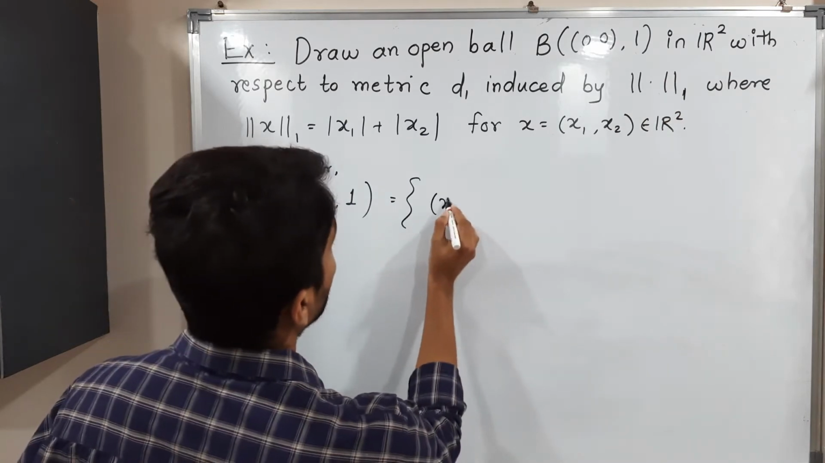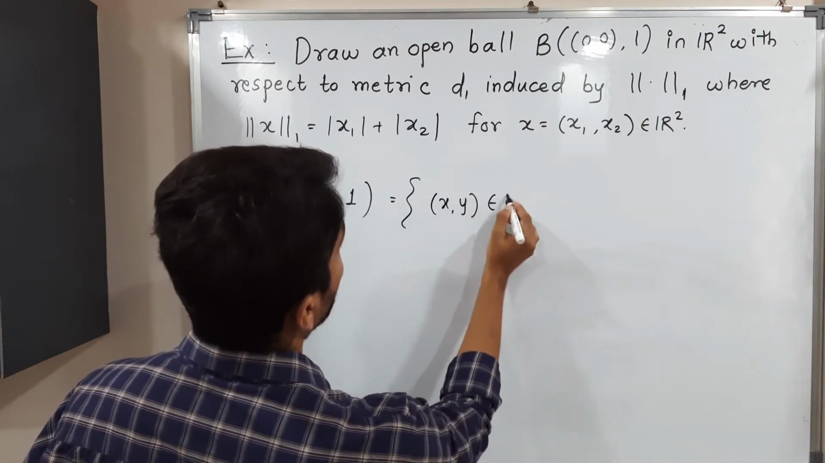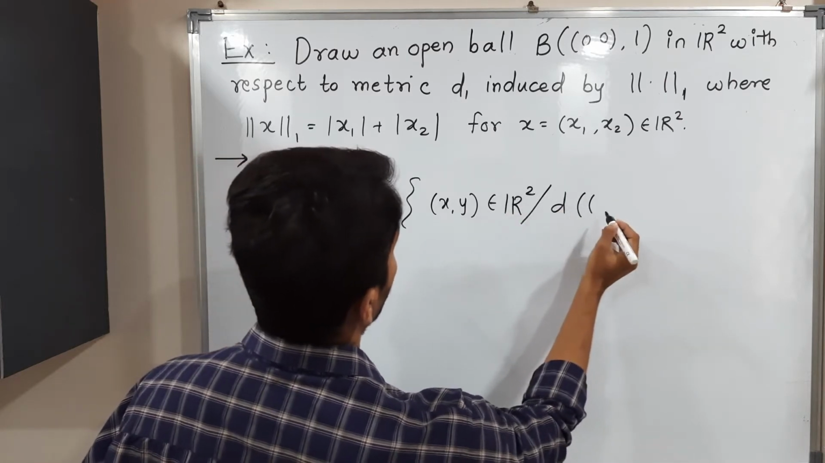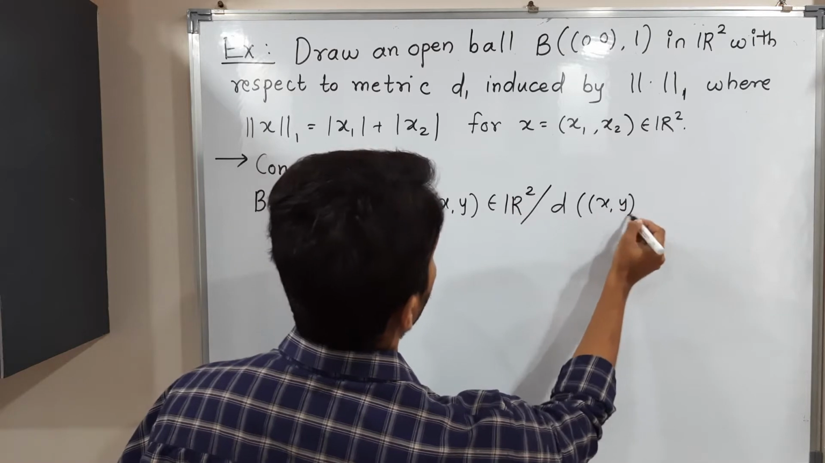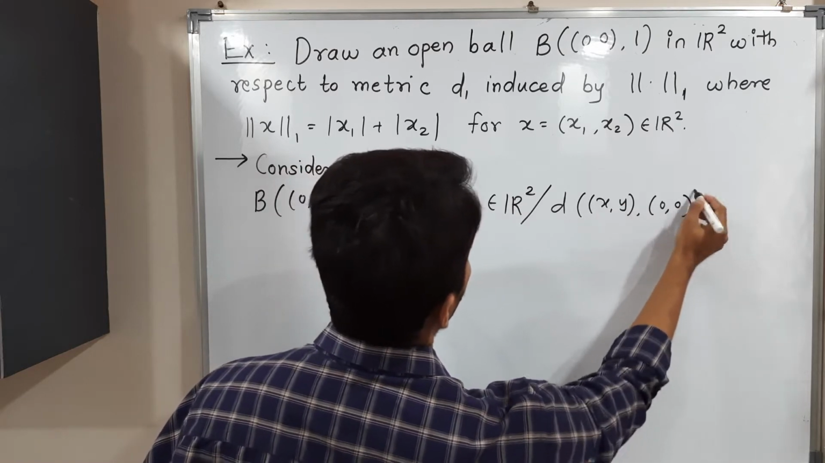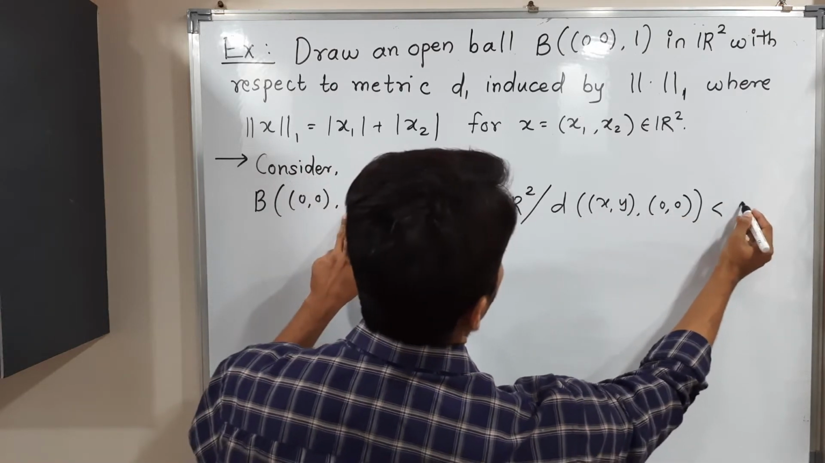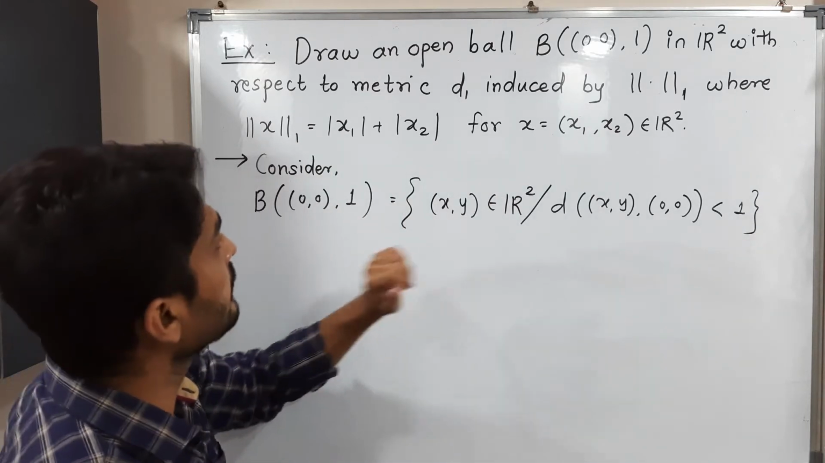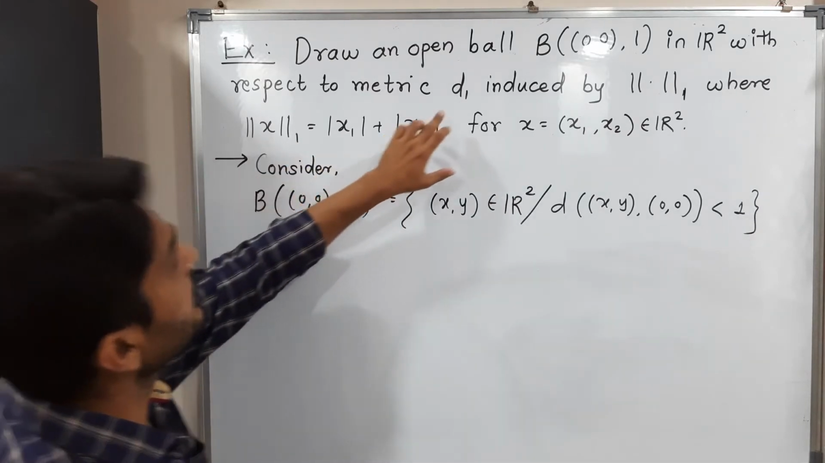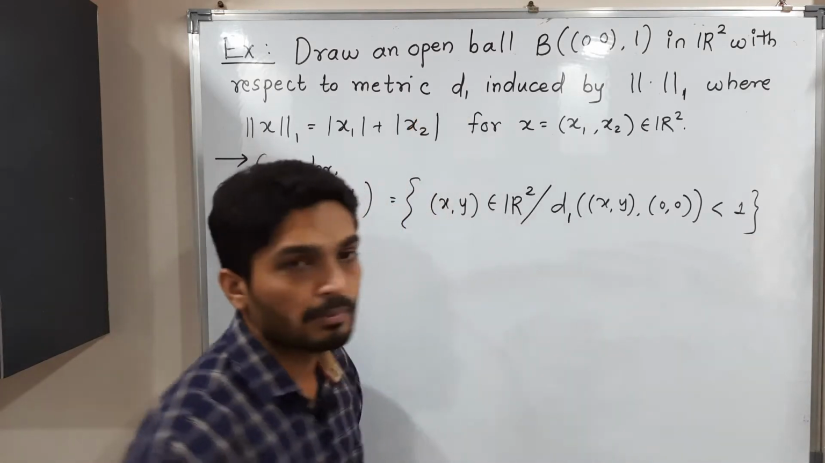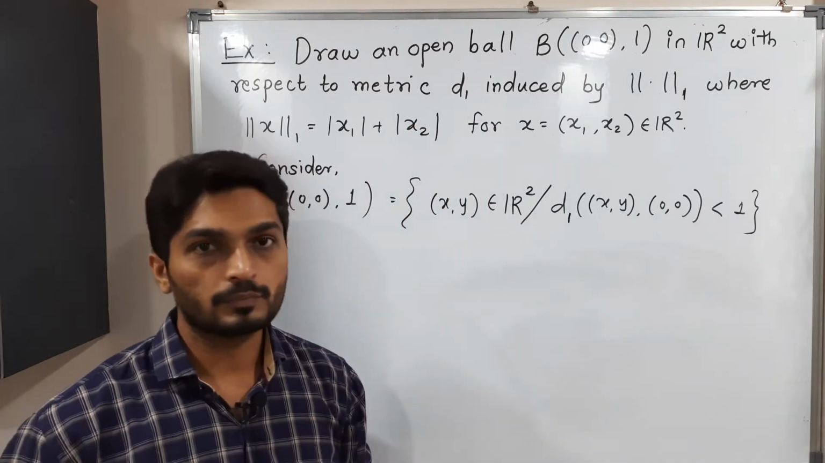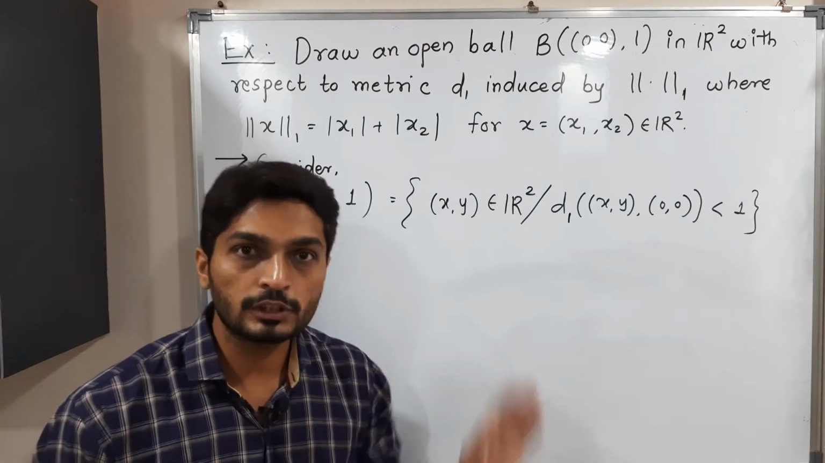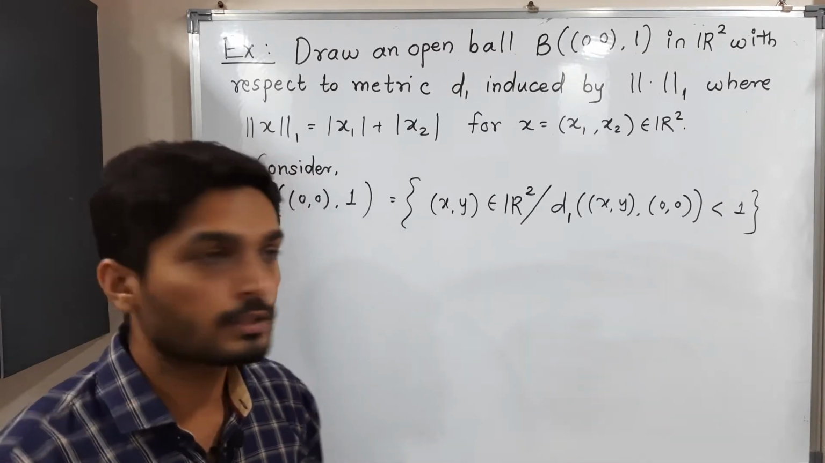So this open ball contains all elements of R2 whose distance between (x,y) and (0,0) should be less than 1. r is 1 here, you can easily see. And instead of d, we need to write d1 since the given metric is d1. Getting my point? So simply I used the definition and I wrote this one. So let us go further.